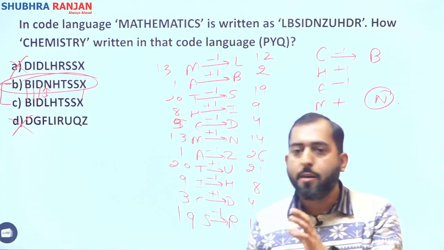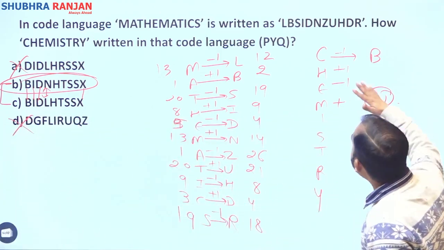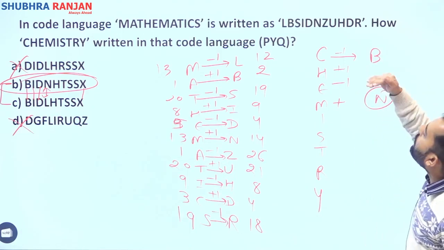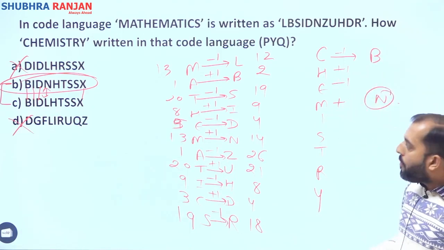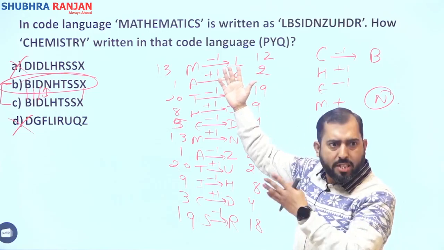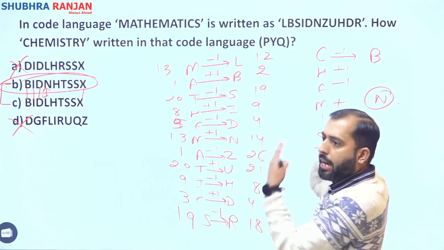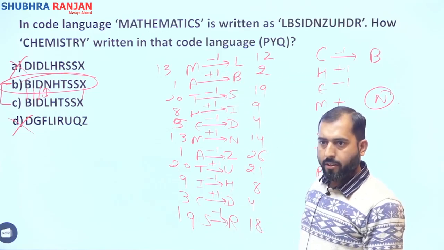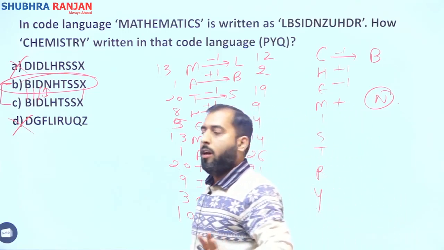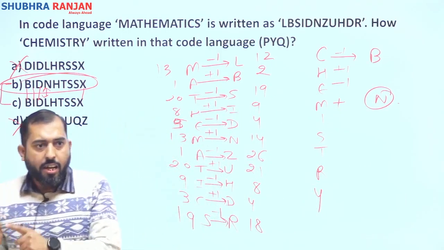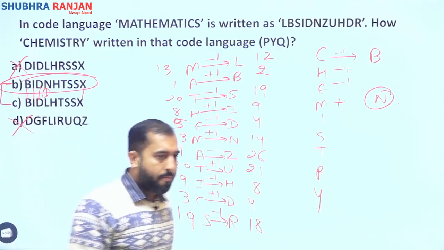Clear? Any problem? There is no need to find out the code of every letter present. Once you know this is the pattern, we have justified it, then we can apply it directly. Clear? Okay, can I erase it? Okay.